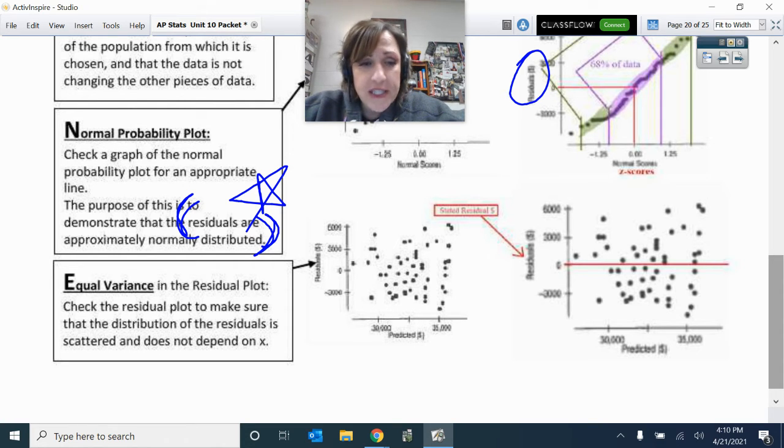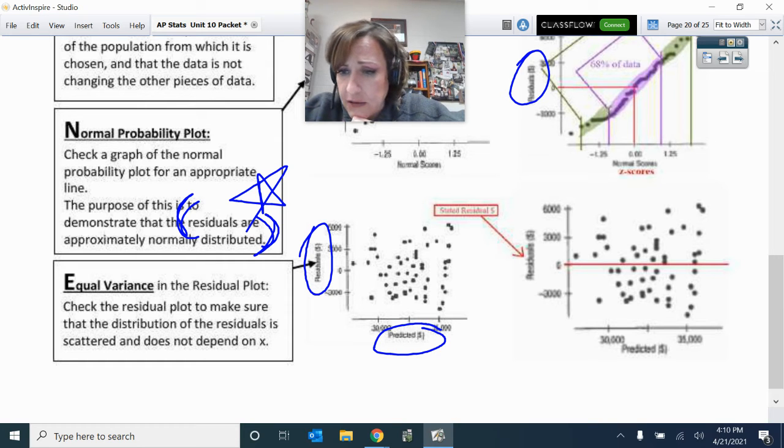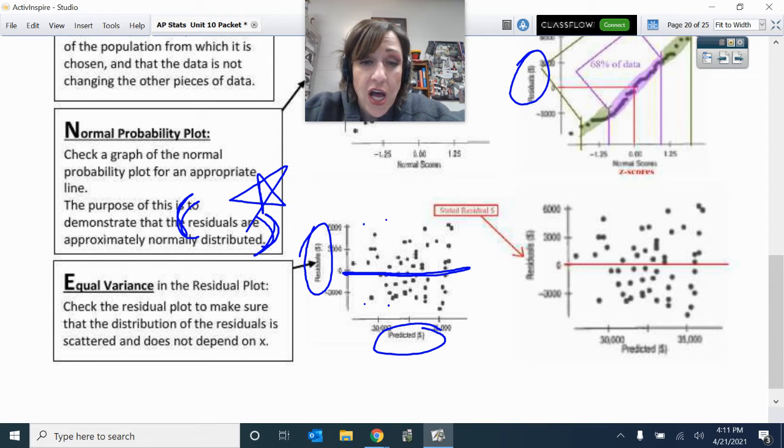So equal variance. So we go to the residual plot. So you see this has residuals here on the left and then that predicted income on the bottom. So here is our residual plot. We have equal variance if the residuals are about the same distance above and below the prediction line throughout the entire domain of the line. So here's what would be bad.